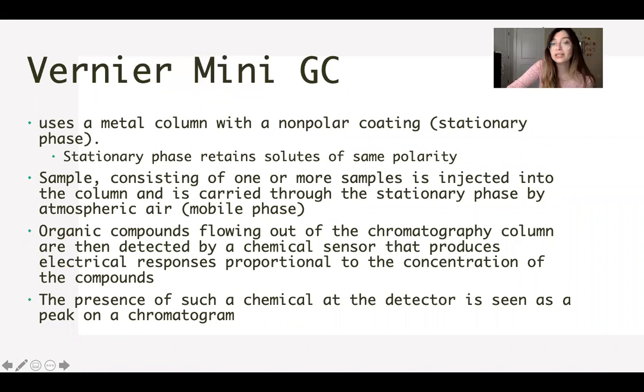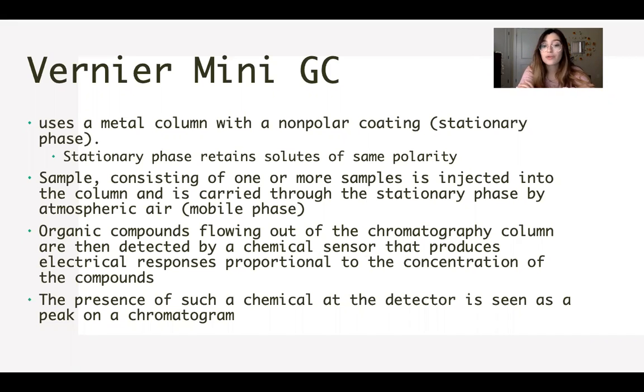The Vernier Mini GC utilizes a metal column with a nonpolar coating, which is the stationary phase. The stationary phase retains solutes of the same polarity. A sample consisting of one or more compounds is injected into the column and is carried through the stationary phase by atmospheric air. So, your nonpolar coating is going to be your stationary phase, and your atmospheric air is going to be your mobile phase.